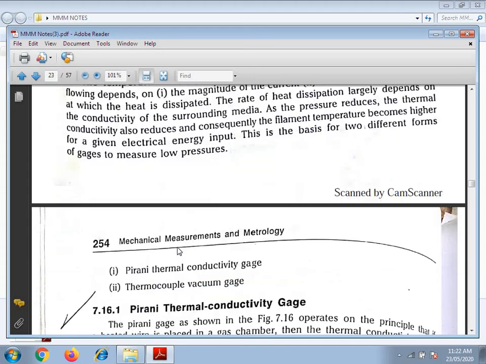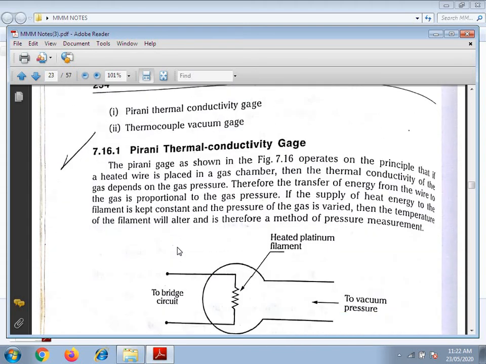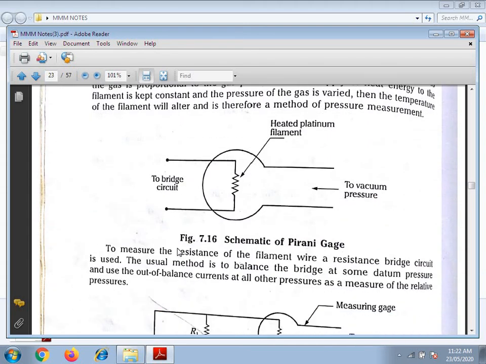For this, you can see it here. The Pirani gauge that you see here. The bridge circuit. Heated platinum filament it is. Heated platinum filament. Vacuum pressure. Okay, just it is the diagram.